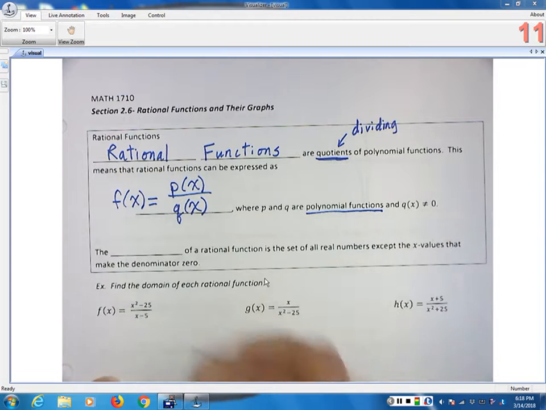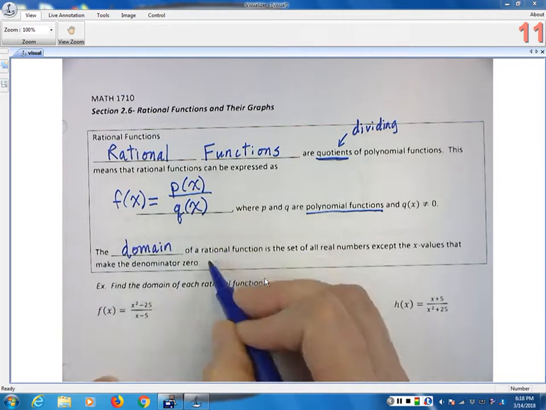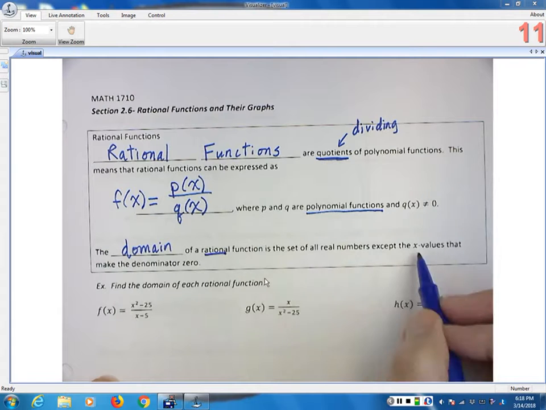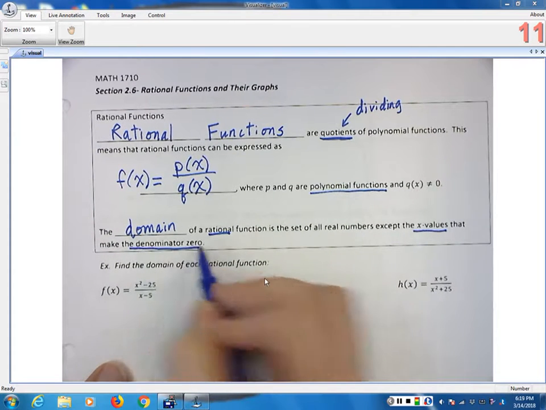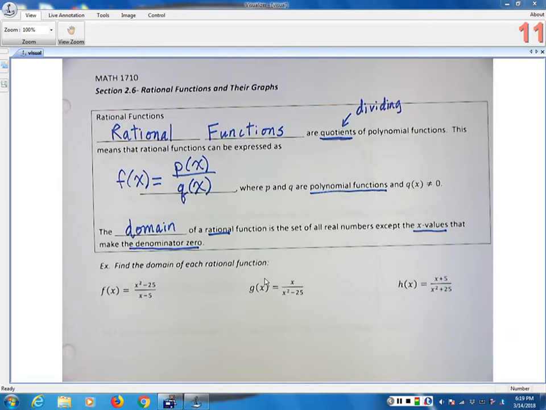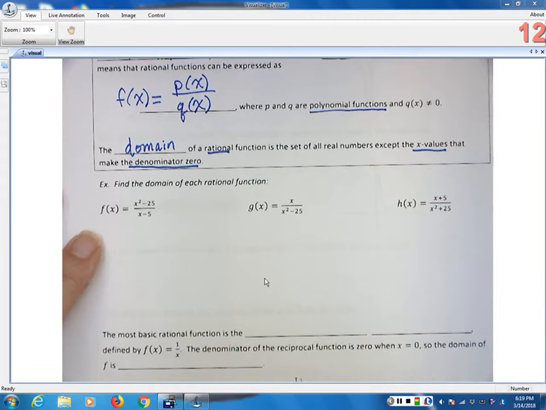So the domain of a rational function is the set of all real numbers except the x values that make the denominator 0. We can't divide by 0. So we'll set the denominator to 0 and see what values would make that 0. And we'll exclude those. We already did stuff like this in section 1.7, I believe. So we're going to find the domain of each rational function.